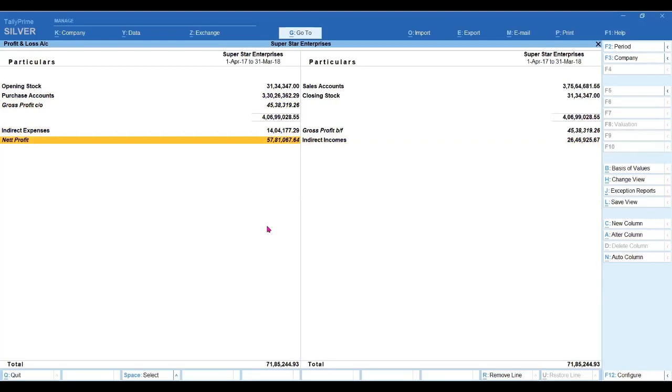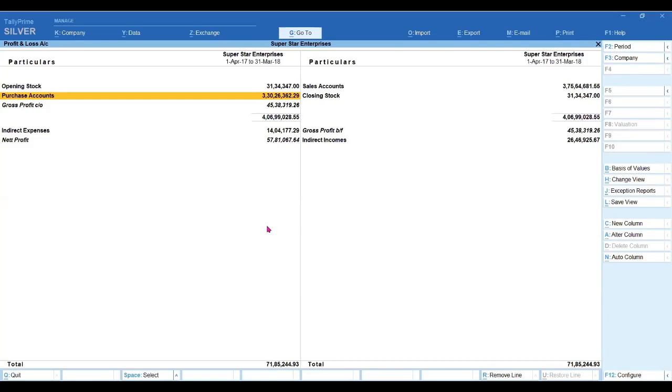If I am buying this printing and stationery for the purpose of selling, then it will come to my trading account. So what is the difference between a trading account and a profit and loss account? I buy stationery for 100 rupees, then I sell for 120 rupees. What is the profit?